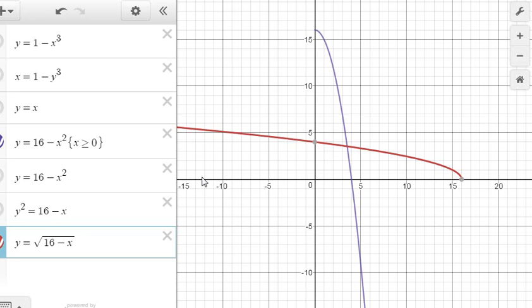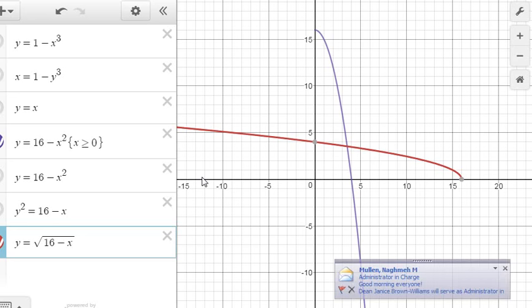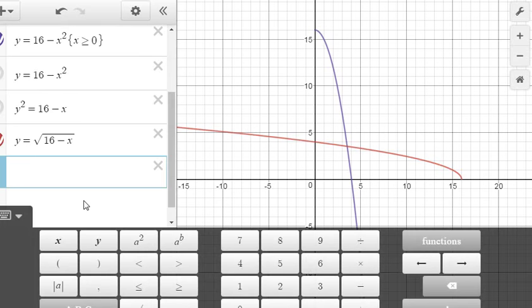Alex? Would you leave it as the square root of 16 minus x, or would you want us to simplify further? It's a great question. Can we simplify any further? Oh, yeah, good question. The answer is you can't do that. So let me go back to the doc cam.